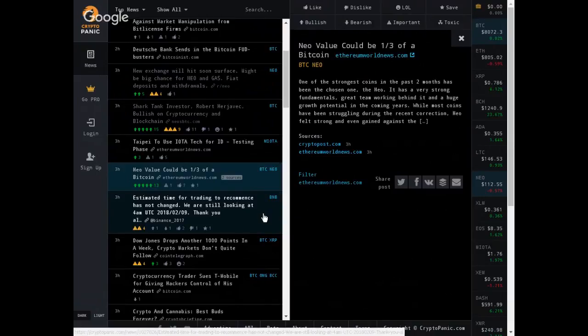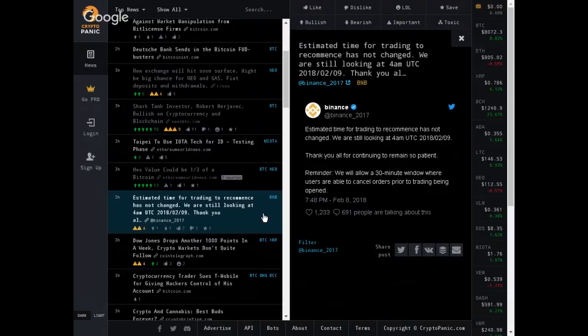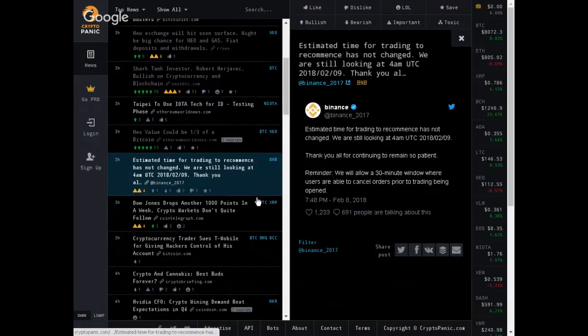Okay, here's something from Binance, everybody. Estimated time for trading to recommence has not changed. We are still looking at 4 a.m. UTC on the 9th, February the 9th, 2018. Thank you all for continuing to remain so patient. Reminder, we will allow a 30-minute window where users are able to cancel orders prior to trading being opened. Man, this sounds a lot like Mt. Gox and a lot like Bitphoenix. When you hear stuff like that, that just brings back horrible memories. Nobody really wants that. I'm glad I don't trade on exchanges anymore.